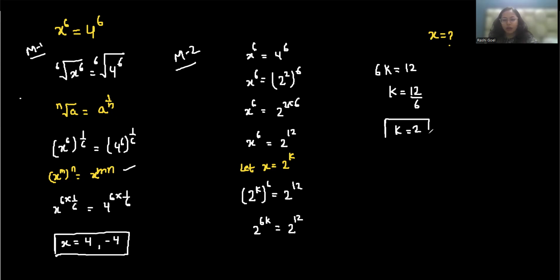Now let's recall the value of k. So x is equal to 2 power k. So x is equal to 2 power 2. So x is equal to 4.